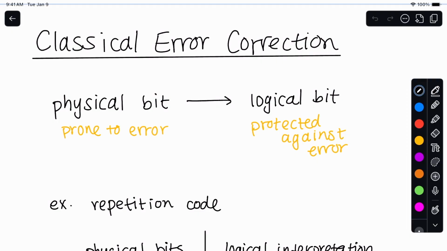So let's first talk about the concept of error correction. In general, the idea is that we have some physical bits, and these are prone to error, and we want to encode a bunch of physical bits into a logical bit that is protected against error. So if something happens to one or more than one of the physical bits, you can detect that an error has occurred and correct back to the logical subspace.